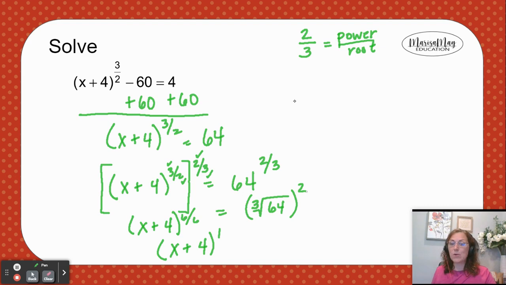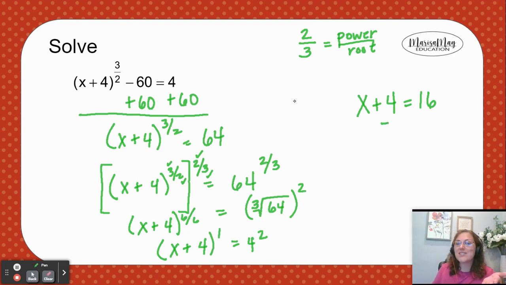So I just did that power over root. Now the cube root of 64 is 4. Then we take it to the second power, which would be 16. So now I have x plus 4 equals 16. So I did all of that so that I could have this super simple equation to solve, which would give me that x is 12.